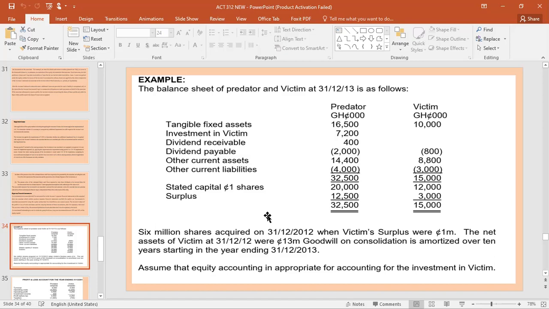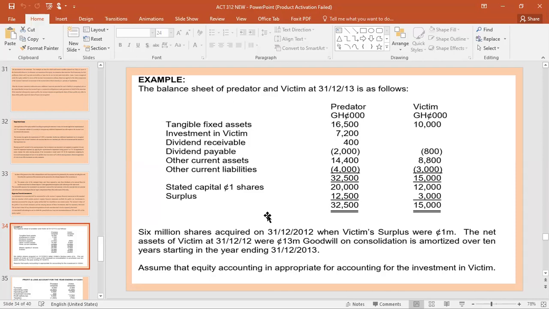Now you have the question that reads, the balance sheet of Predator and Victim as at 31st December 2013 is as follows. So you have the balance sheet over there. Tangible fixed assets, investment in Victim, dividend receivable, dividend payable, other current assets, other current liabilities. You have stated capital, then you have surplus. Then the additional information reads, 6 million shares were acquired on 31st December 2012, when Victim's surplus was 1 million and the net assets of Victim as at 31st December 2012 were 30 million, full stop. So there should be a full stop over there.